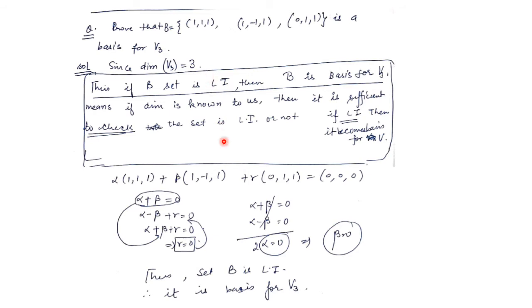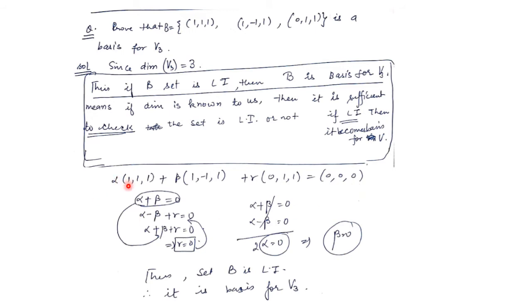So now by definition of LI, what do we want to show? We want to show the linear combination of this equated to 0. Find out the values of alpha, beta, gamma. If 0, 0, 0 is the only solution, then this set is LI. So we consider alpha times (1, 1, 1) plus beta times (1, -1, 1) plus gamma times (0, 1, 1) and equate it to (0, 0, 0).